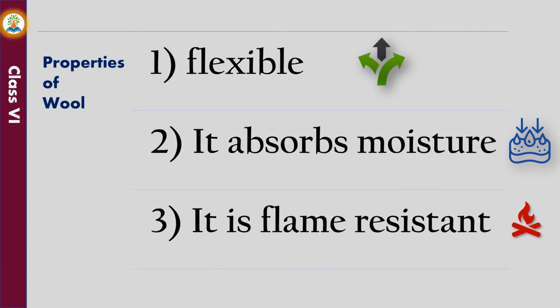Wool is flexible. It absorbs moisture. It is flame resistant. The wool fibers trap air in between them. Air is a bad conductor of heat. This prevents flow of heat from our body to the cold surroundings. Thus, woolen clothes keep our body warm in winter. Wool is commonly used for making cloth, bedding, upholstery and carpets.